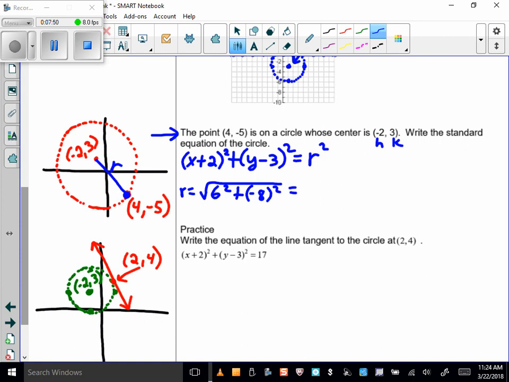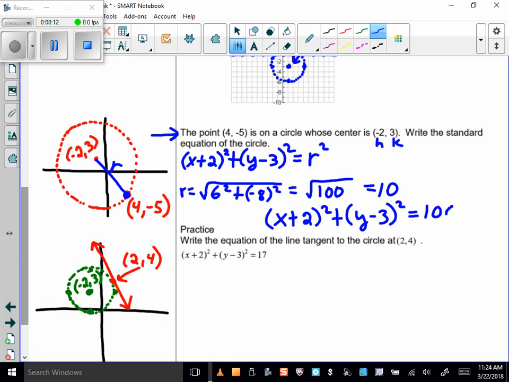So what have I got there? The square root of 36 plus 64, which is 100. So r is the square root of 100, which is 10. So that means my equation is going to be x plus 2 squared plus y minus 3 squared equals r squared, which would be 100.